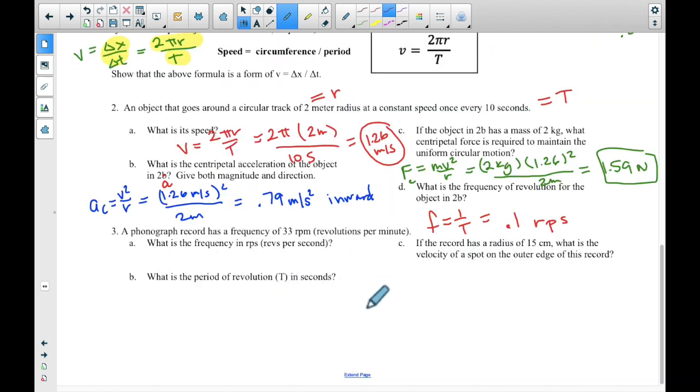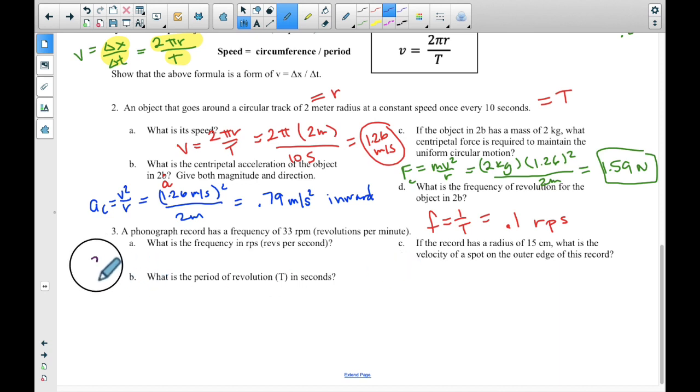Okay, this next example is going really old school. Have you ever seen, I think they're even calling it a phonograph record. So just an old-fashioned record, just a vinyl. And those records had certain frequencies, and the record players moved at that given frequency. So 33 RPM was a common frequency. So what is the frequency in revolutions per second?